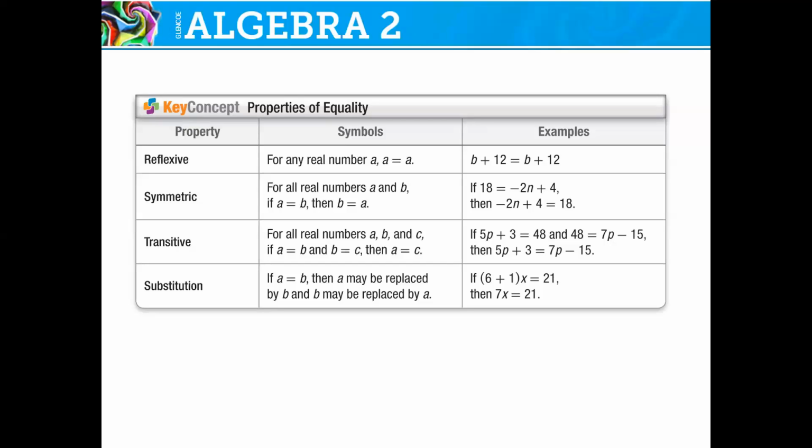Okay, and then the substitution property of equality. This, in my opinion, is probably the biggest one and the greatest one. It's what allows you to substitute variables in and find solutions. It says that if A is equal to B, then A may be replaced by B and B may be replaced by A. Okay, in your example, if 6 plus 1 times the quantity x is equal to 21, then 7x is equal to 21. Okay, 6 plus 1 is equal to 7. So they've replaced 6 plus 1 with 7 because those are equivalent statements.